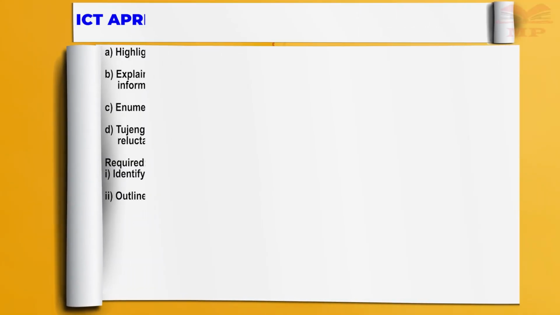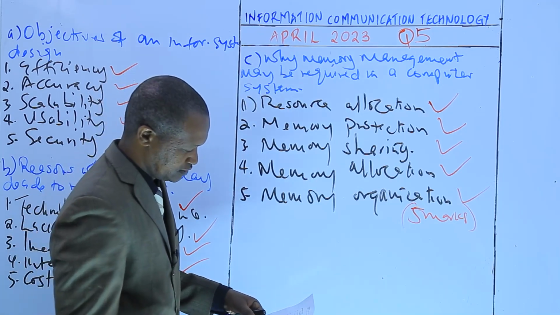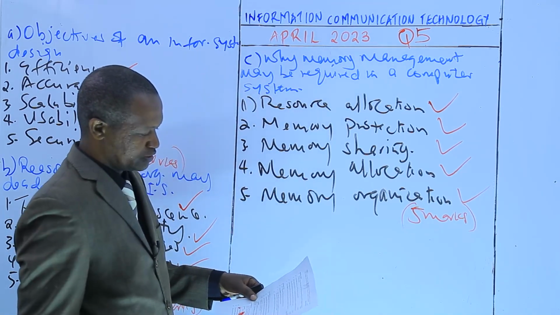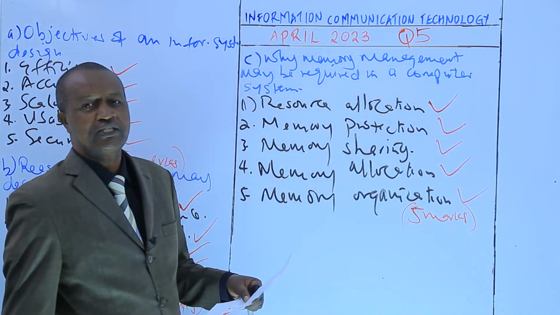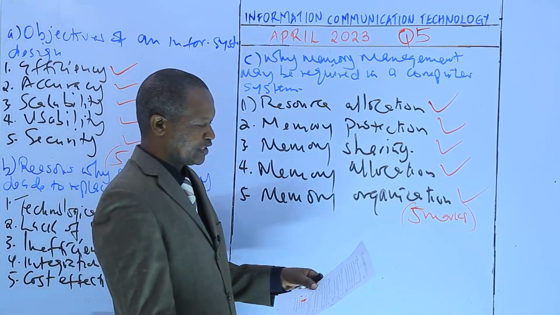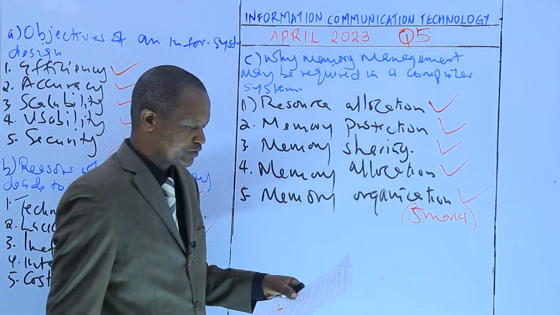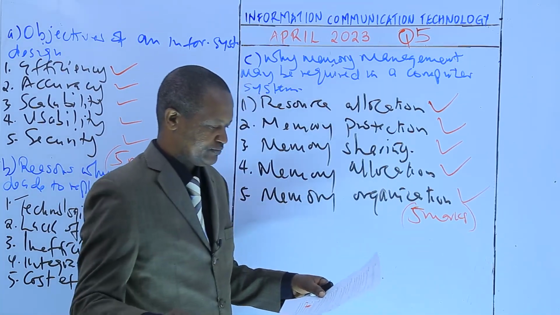D. Tujenge Limited is in the process of developing a new information system. A few managers are reluctant to embrace the new information system. Roman 1. Identify the most suitable method of system changeover to apply in the above scenario. Roman 2. Outline 4 advantages associated with the method identified in D1 above.